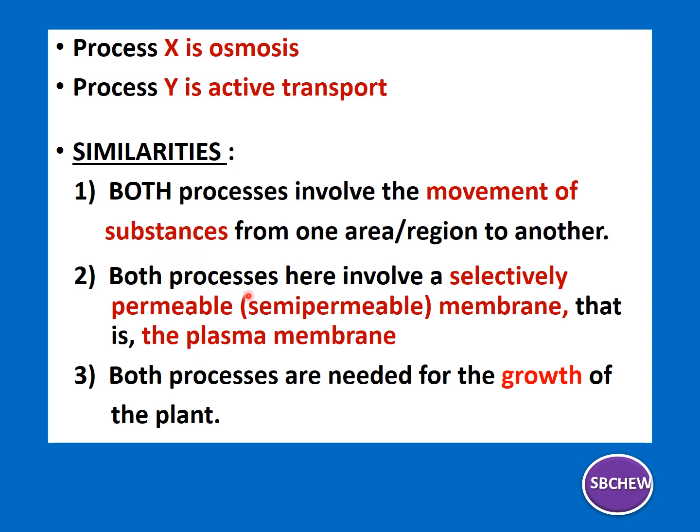And then both processes here involve a selectively permeable membrane, and that is the plasma membrane. So the substances will move in through the plasma membrane, which is a selectively permeable membrane. Thirdly, both processes are needed for the growth of the plant.